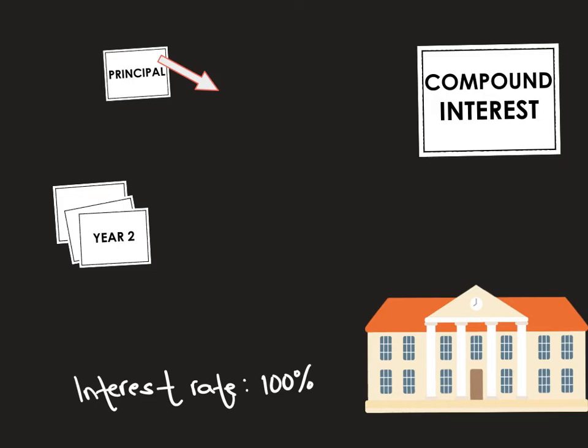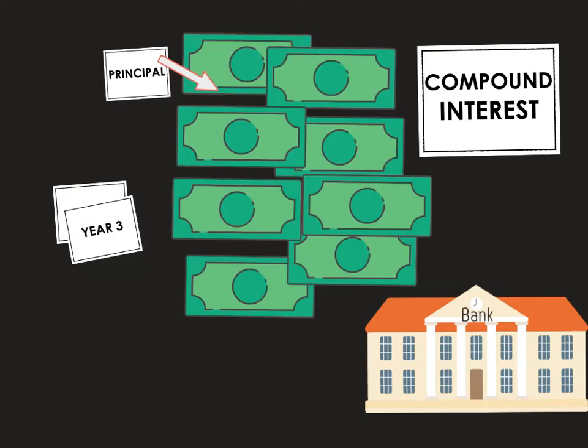Now how much money do we have in the bank? We have a total of $800 in the bank. If you guessed, you would be correct. There's our $800. Now we're going to get to do this one more time for year number 3. Our interest rate is still 100%.